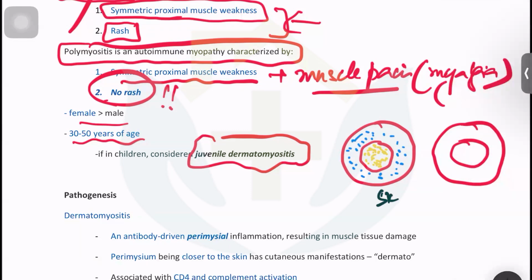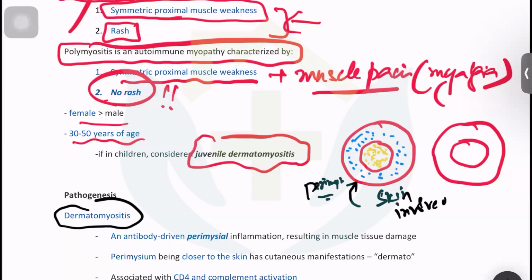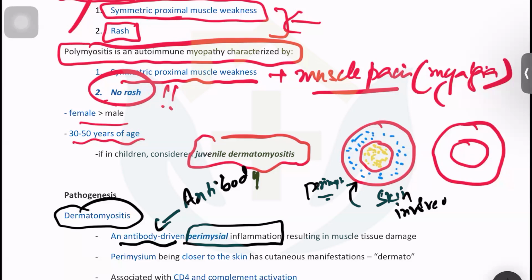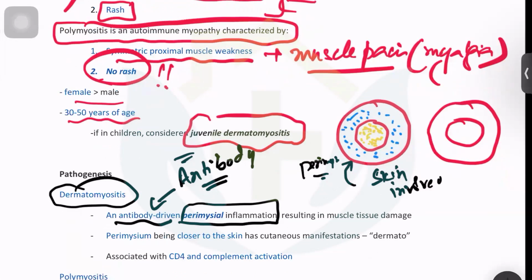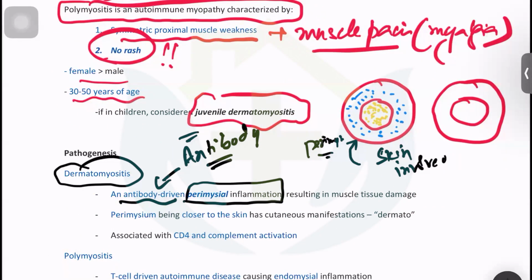If skin has to be involved, the inflammation has to be in the perimysium. So that is why in dermatomyositis, there is perimysial inflammation. And it is antibody driven. These are small words which can make a difference. Antibody mediated. Whereas in polymyositis, the inflammation is in the core of the muscle.